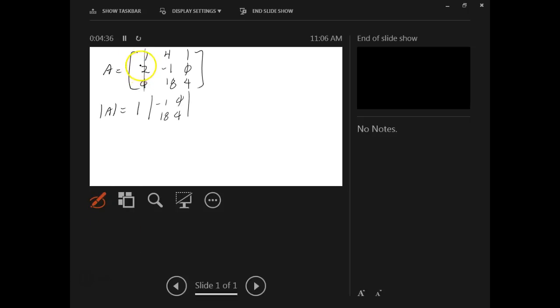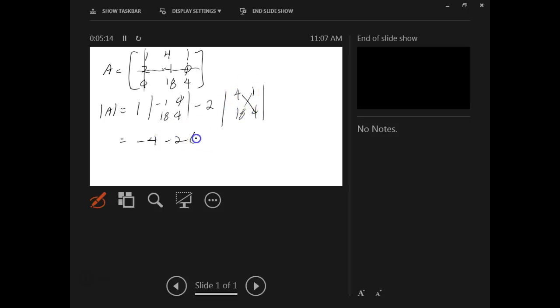But that 2 is in a negative position. So I'm going to go -2 and we'll wipe out its row and column. That's going to be the determinant of 4, 1, 18, 4. And then the 0 won't contribute a thing, so we don't have to worry about that. So what we have here is 1 times negative 4 plus 0, minus 0. It doesn't matter what you say. That's a negative 4. Minus 2 times 16 minus 18.